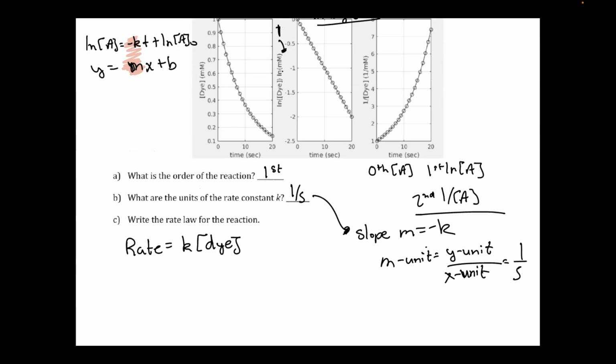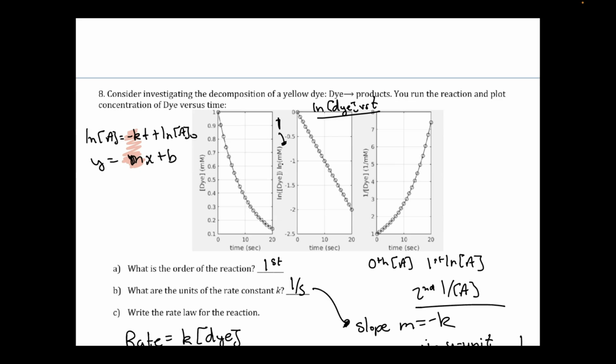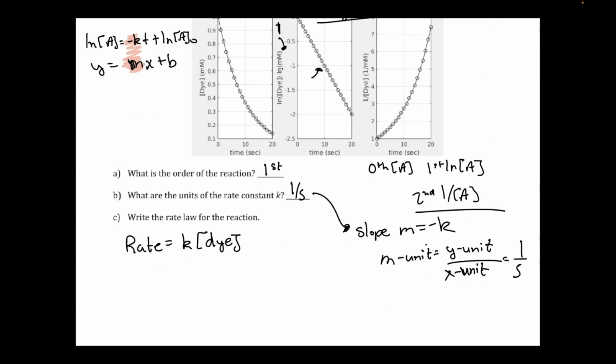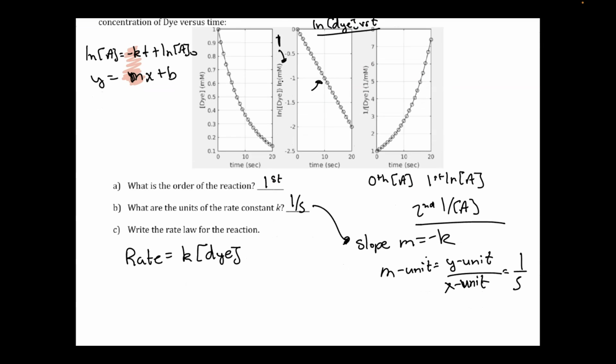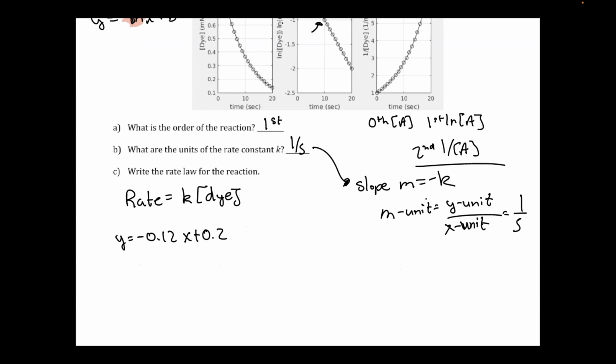All right. The one thing we didn't do in this example problem is use the slope. Remember, that's a very important thing to be able to do. If the equation for this line was negative 0.12x plus 0.02, then since our slope is negative 0.12, k is equal to negative the slope. So k is equal to 0.12, and the units are 1 over seconds.